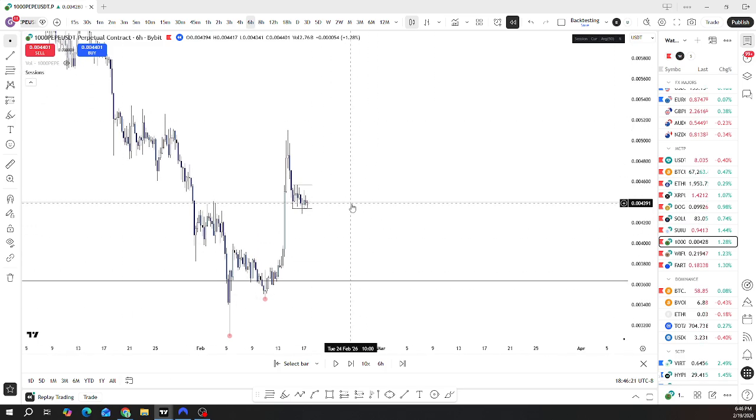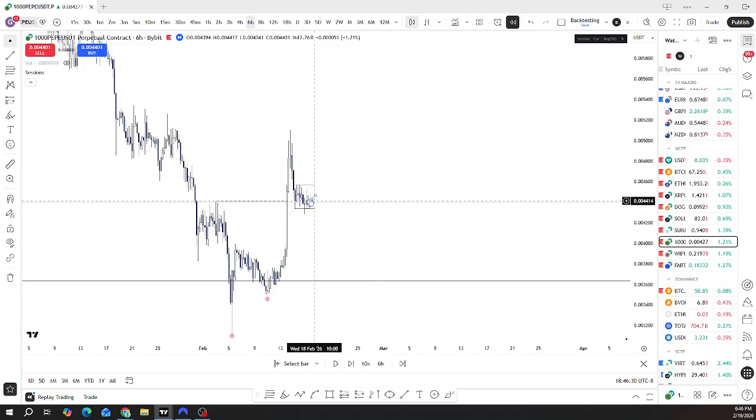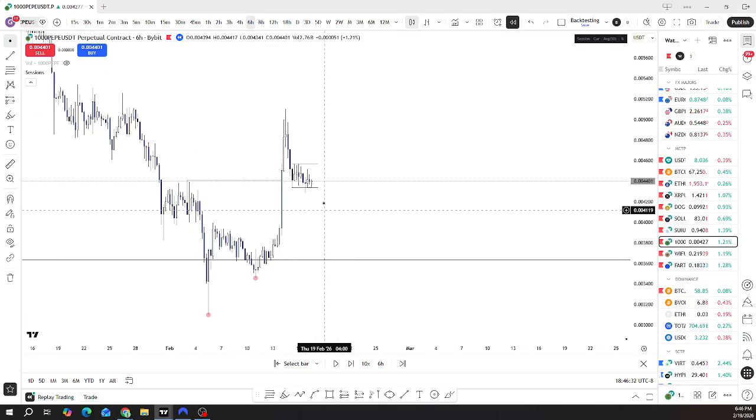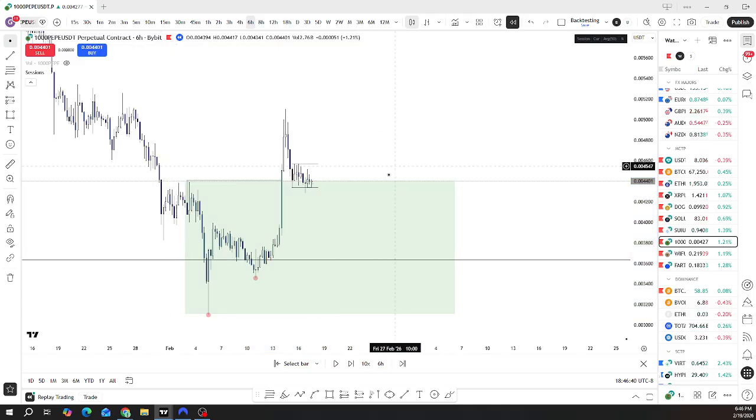So I'm not going to go too into detail there, but you can see that we broke our structure after deviating that low pretty aggressively here. And then locally here, we're getting the backtest into that POI, because technically this entire thing is your structure demand of that market structure break. Technically this entire thing is, I will take that off of the chart for now though.